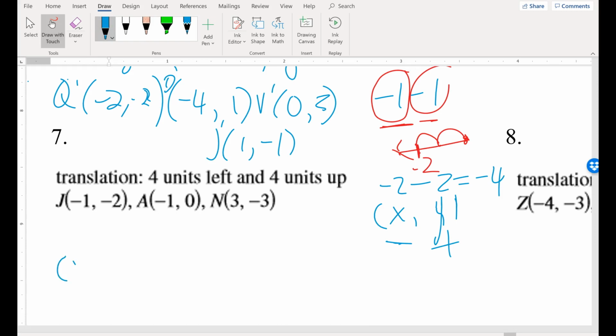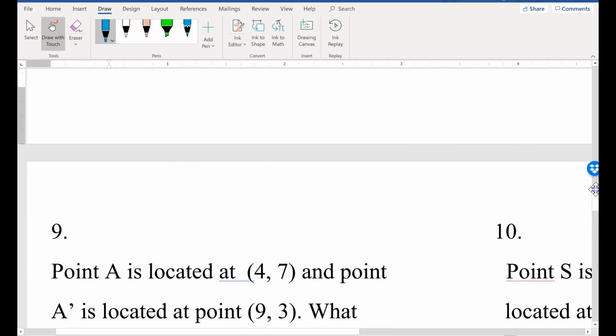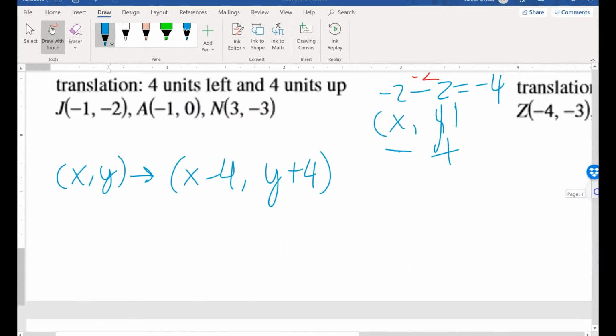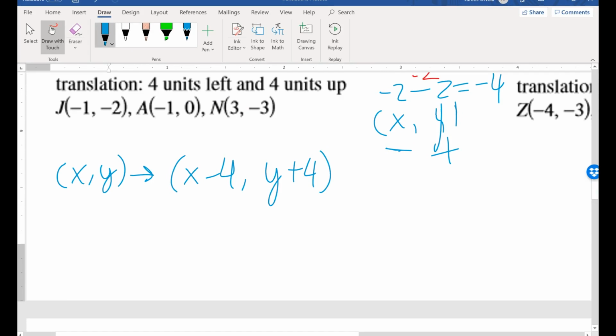So my normal X, Y now becomes subtract how many from your X's? 4. And then do what to your Y's? Add 4. All right. So watch this magic. Subtract 4, add 4. Subtract 4, add 4. Okay, so let's get a new point.